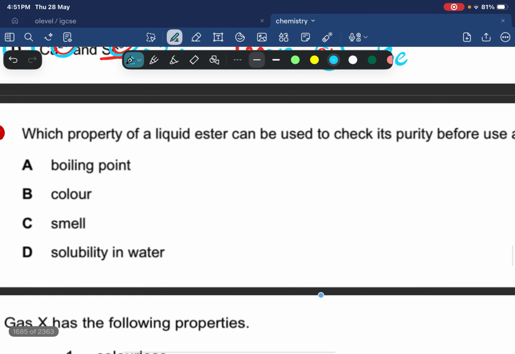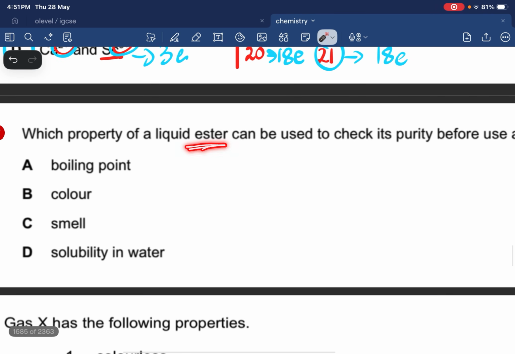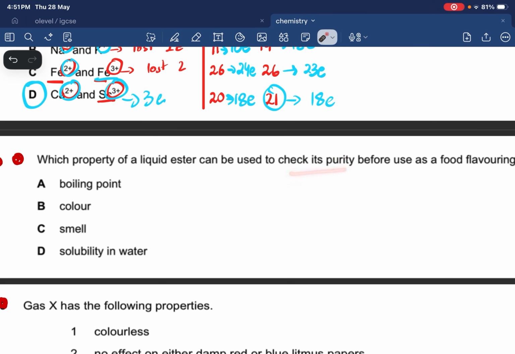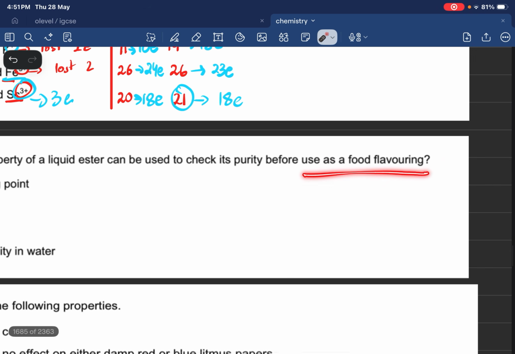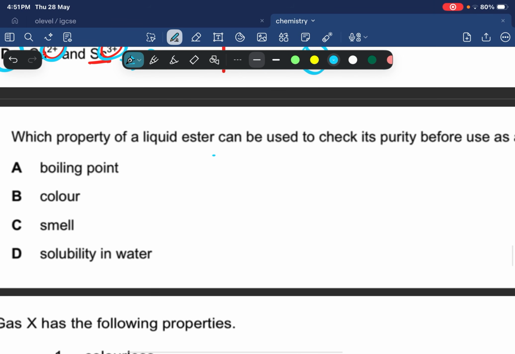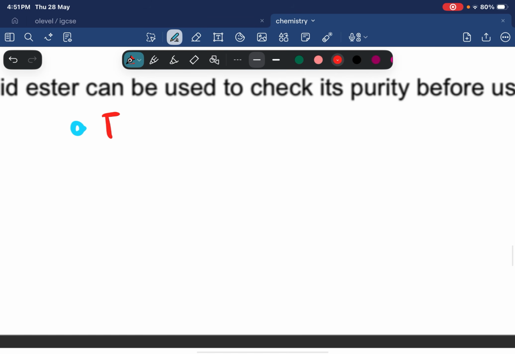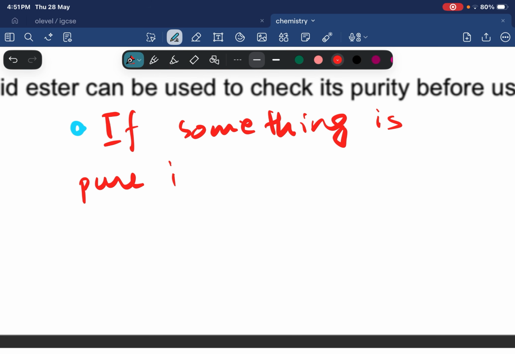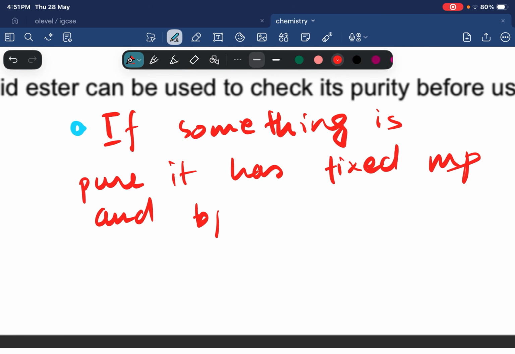Okay, which property of a liquid ester can be used to check its purity before being used as a food flavoring? Always remember this thing. How do you check the purity? Just learn this line. If something is pure, it has a fixed melting and boiling point. Fixed MP and BP. That means it's fixed.